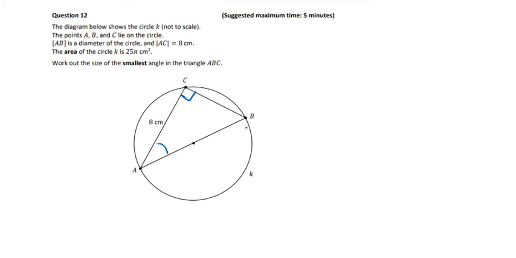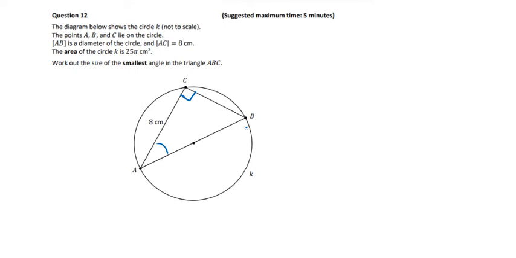First, another thing that we need to know. We know that we've got 8 centimeters already on the triangle. We need one of the other sides of the triangle. So we need either BC, or we need to know the length of AB. So what I'm gonna do is work out AB. AB is the diameter.